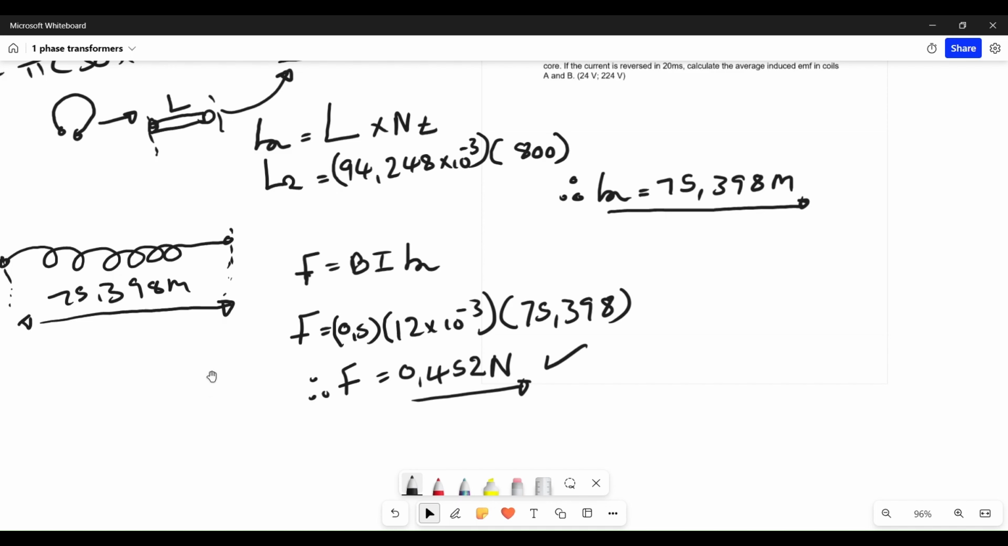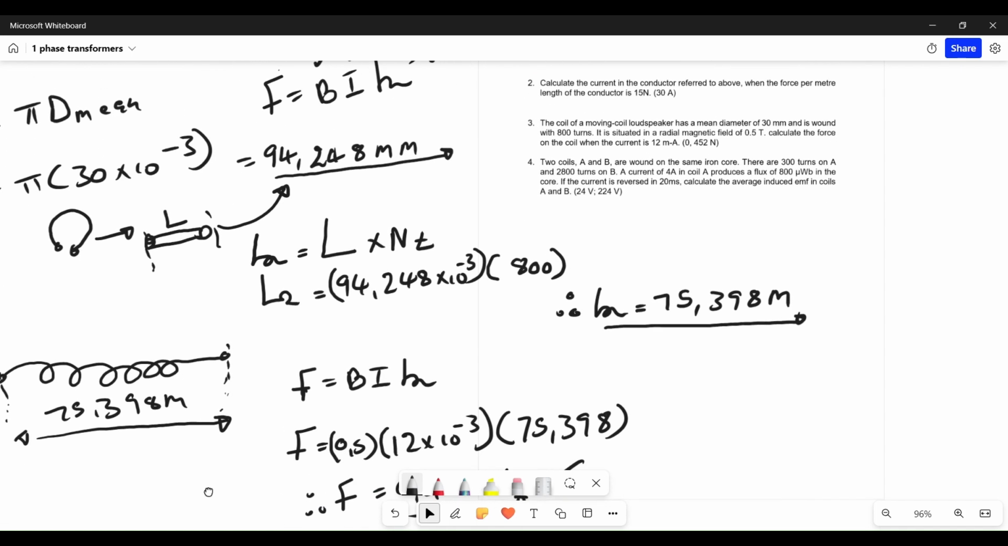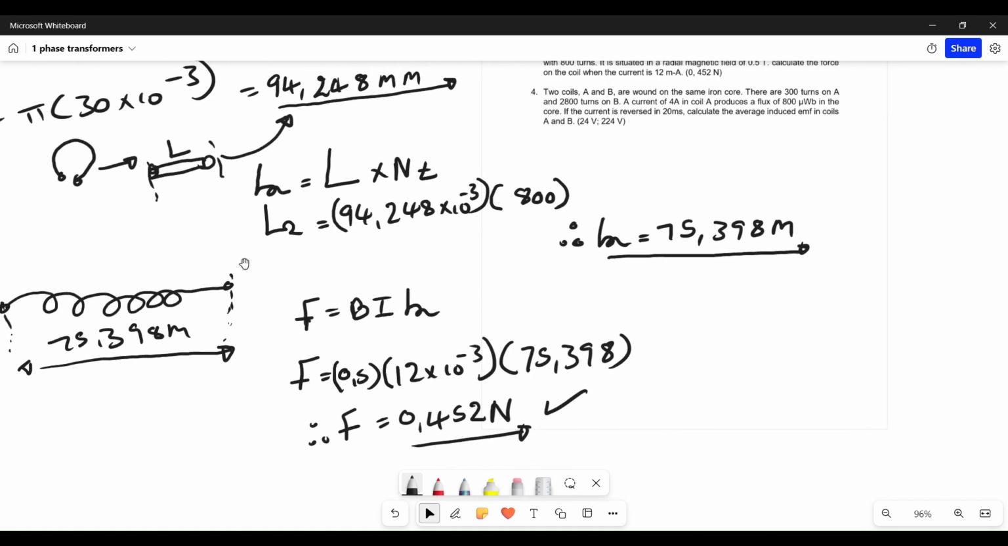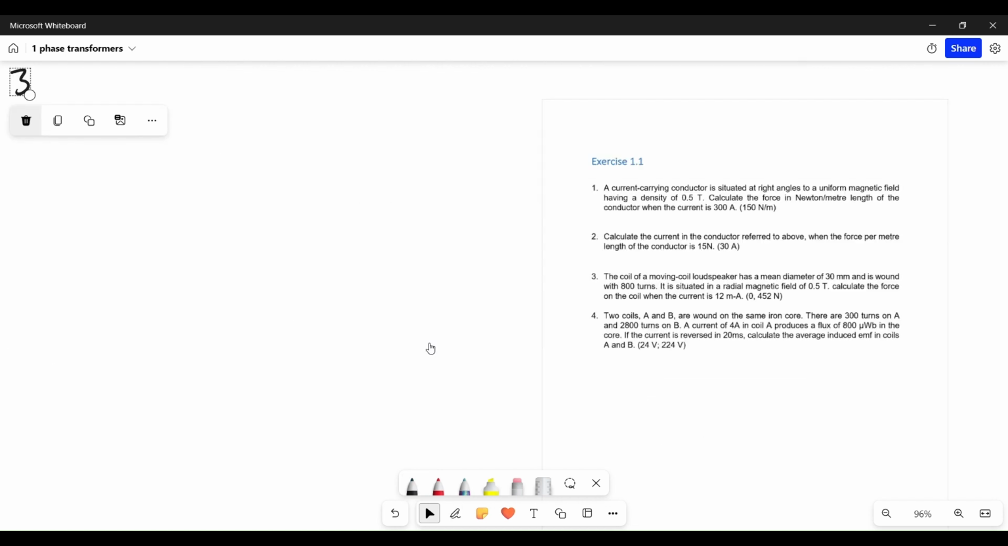As you can see in the problem, there are also answers provided on the side of the question. So for number 3, the answer is 0.452, which is the same thing that we got. So that's how you tackle the question. Machines is not that difficult.